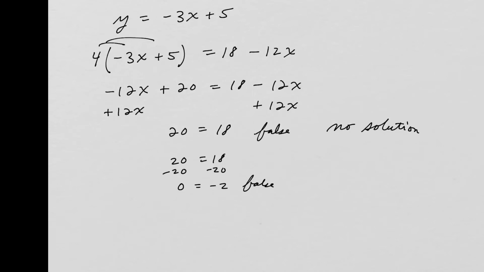So what does that mean in terms of the lines? It means that the lines are parallel, right? They never cross. And what does that mean in terms of a system? It means, if you remember, it's an inconsistent system, is what we call it.